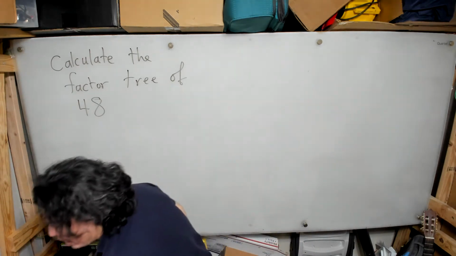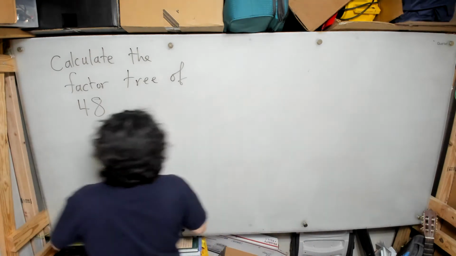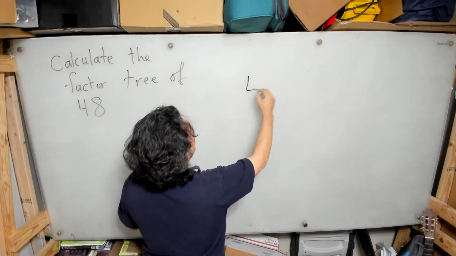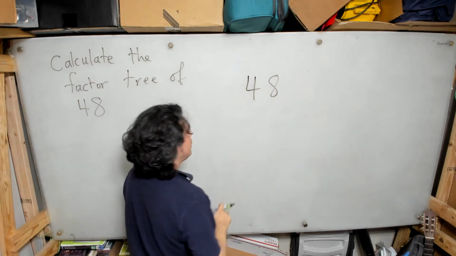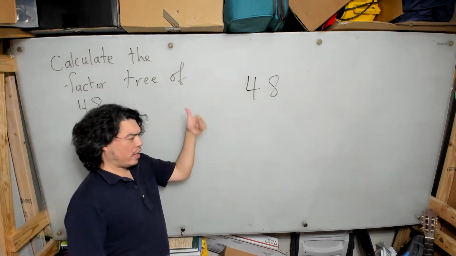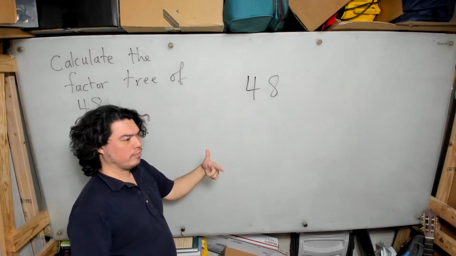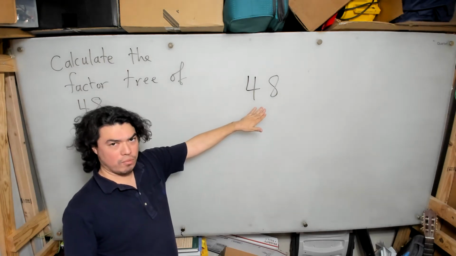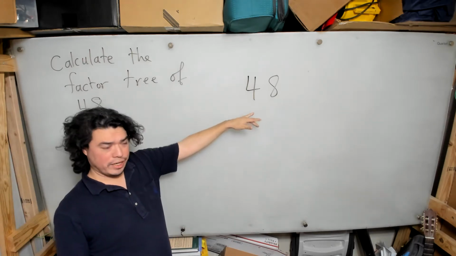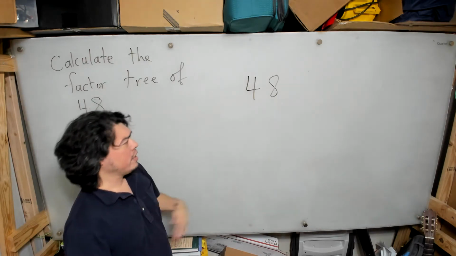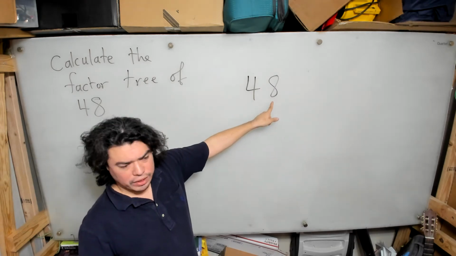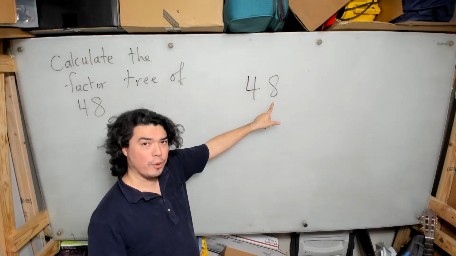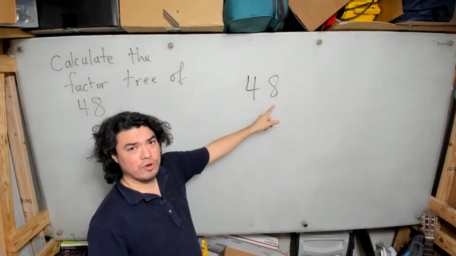So basically the way that we're going to go about this is we're going to look at 48. I'm going to put my 48 at the top, and I'm going to ask myself, what number can I use to break 48 up? What number can divide 48? Now I can see from the end of this 48 that the last digit is an even number. So that means that I can divide 48 by 2.